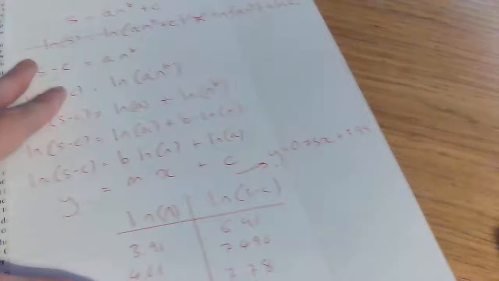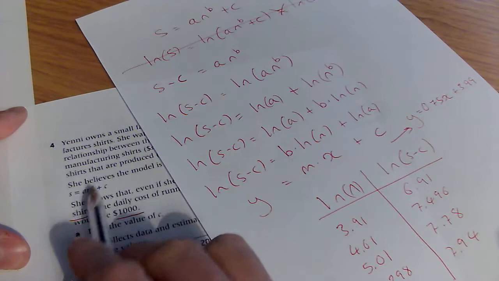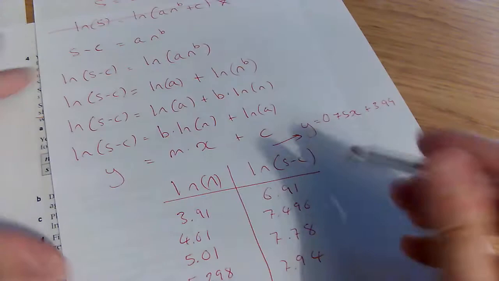Okay, so we've got this. That is our linear expression here. But that is not the original function we're looking for, because we're looking for a function that has this kind of form here. So we need to find this. We found the values for a and b. But let's just write them out.